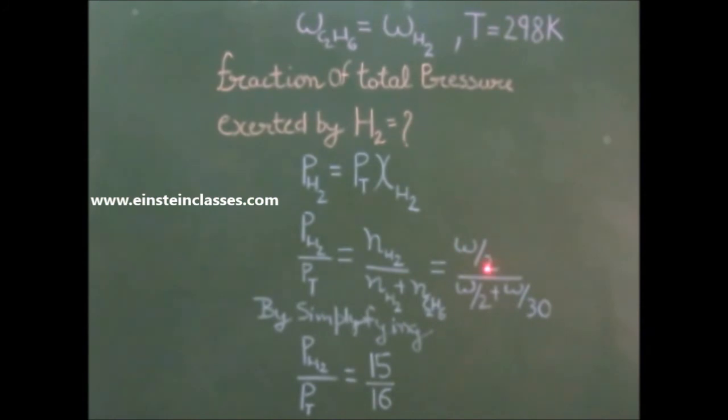We know that the molar mass of hydrogen is 2 grams. So we can write W by 2 for hydrogen. Similarly, for the denominator again W by 2, and in the case of ethane we again take the mass to be W, because the masses of hydrogen and ethane in the container are the same. So we take it as W divided by the molar mass of ethane, which is 30, since carbon's atomic mass is 12 and H is 1. So the molar mass of ethane is 30. By simplifying, we get that the partial pressure of H2 upon total pressure, meaning the fraction of the total pressure exerted by the hydrogen, equals 14 by 16.